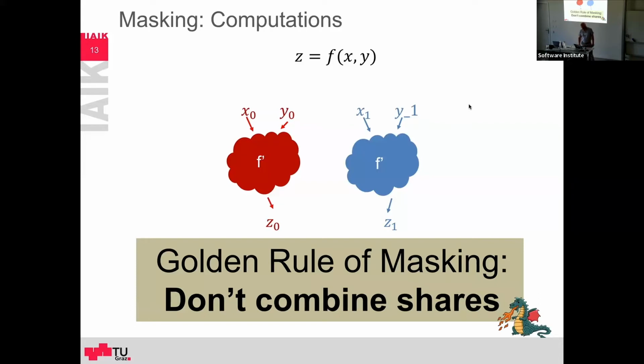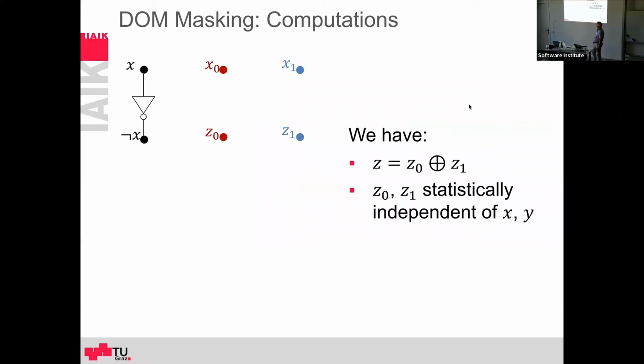Let's start building masked circuits. This is our simplest gate I can think of. You have a secret that you want to negate. This was your original circuit. Now we want to build a masked circuit in which I start with X0 and X1, which if you XOR them together, you get X back. And I want Z0 and Z1, and the XOR of these two has to be the negation of X.